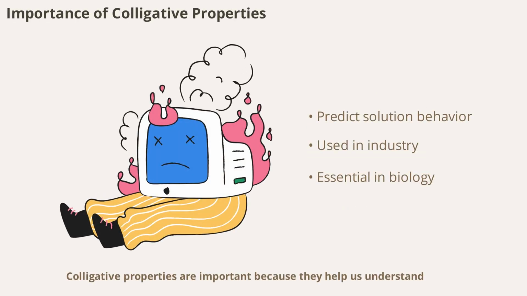Colligative properties are important because they help us understand and control the behavior of solutions in practical applications. From making ice cream to designing antifreeze, these properties allow us to predict how adding solutes will change boiling and freezing points, vapor pressure, and osmotic pressure. They're essential in chemistry, biology, and industry.